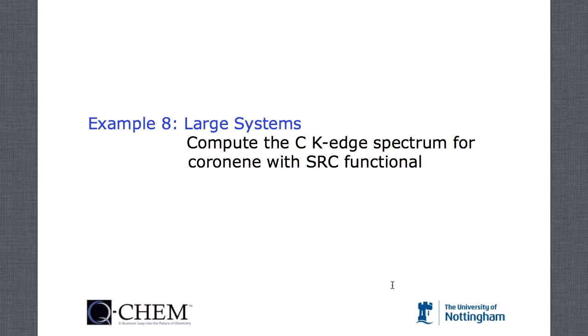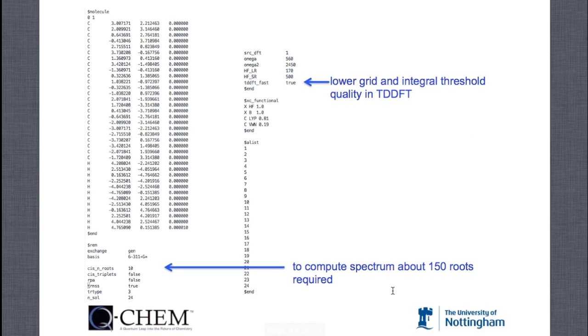So we're getting near the end. So now let's actually think about computing a carbon K-edge spectrum for coronene with a short-range corrected functional. And here we have input our coordinates. We now set up our short-range corrected functional. This is for our first row elements, so 50% Hartree-Fock exchange.